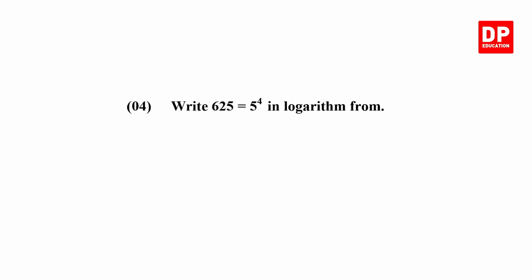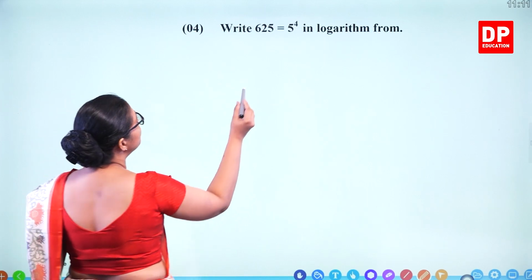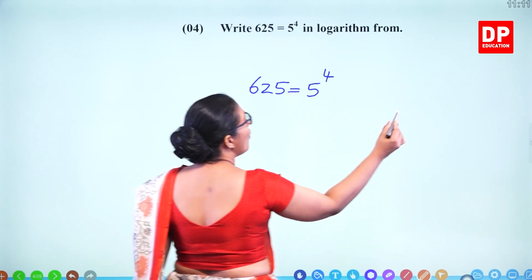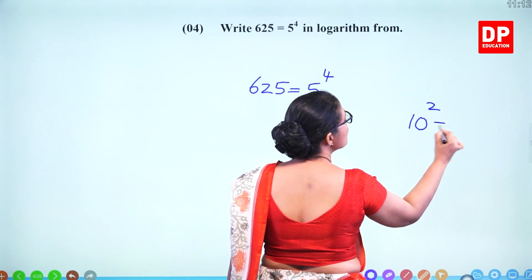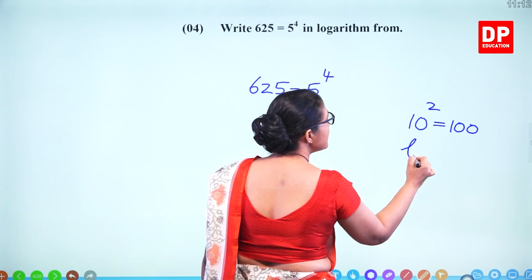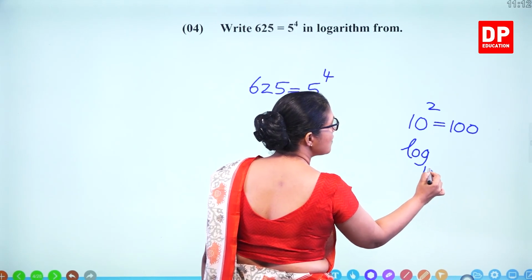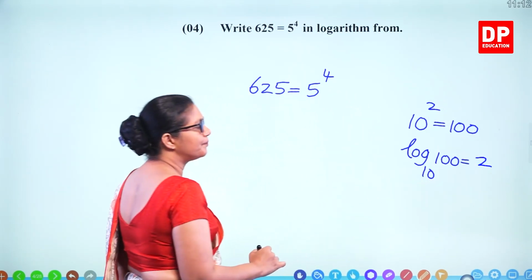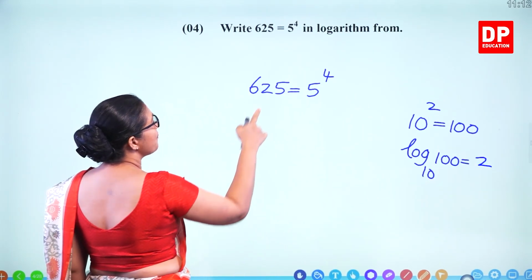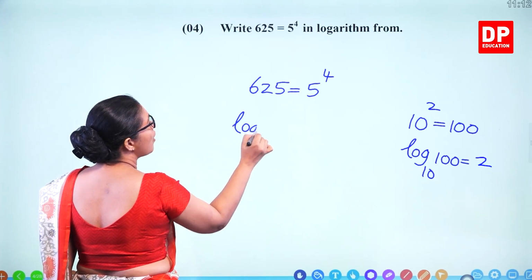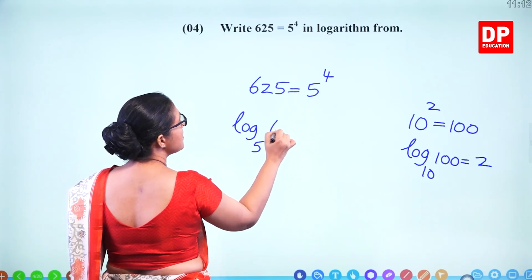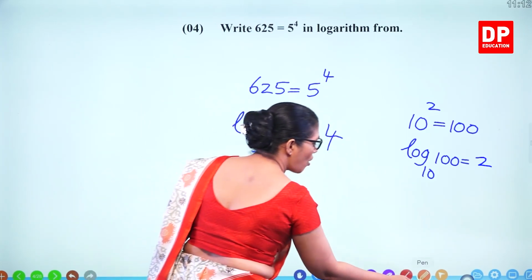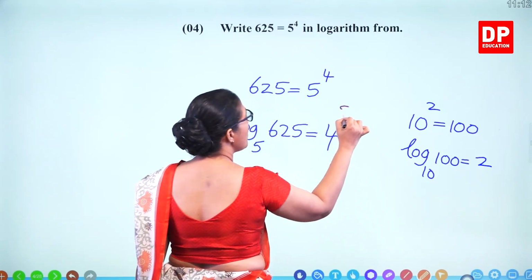Question number 4. Write this in logarithmic form. 625 is 5 to the power 4. Always remember this, 10 squared is 100. How do you write in log notation? Base goes here, the number 100 is here, the index is here. So you can use that. Base is 5, log base 5, the number is 625, and 4 is the index. So log notation, you get 2 marks for that.